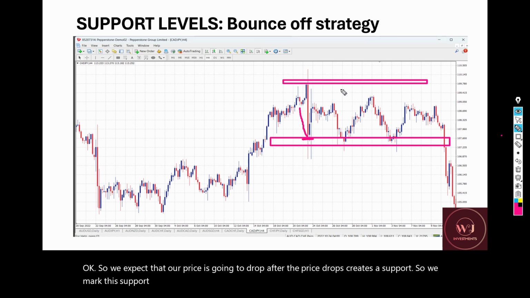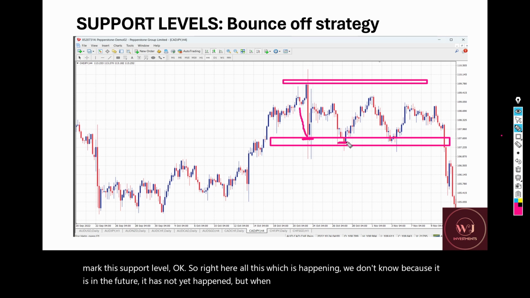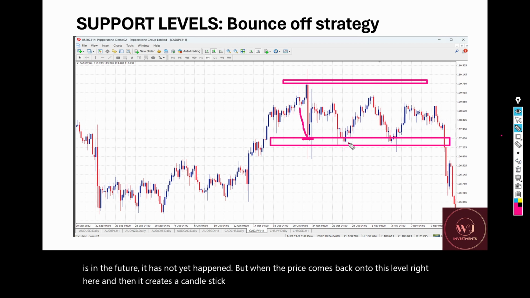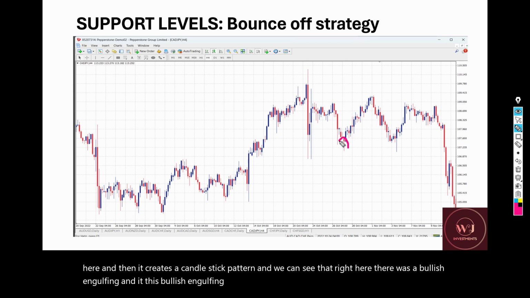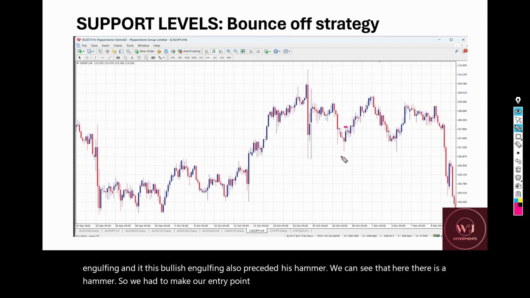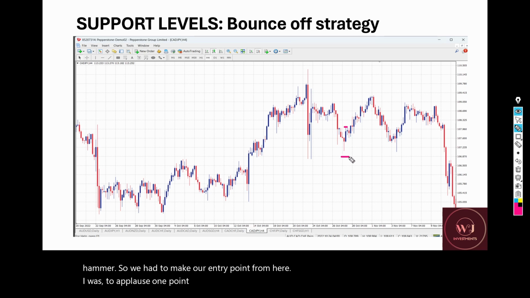Okay, so right here, all this which is happening, we don't know because it is in the future, it has not yet happened. But when the price comes back onto this level right here, and then it creates a candlestick pattern, we can see that right here there was a bullish engulfing, and this bullish engulfing also preceded this hammer. You can see that here there is a hammer, so we had to make our entry point from here. Our stop loss is 1.5 of the ATR, and then we could catch the wave up.